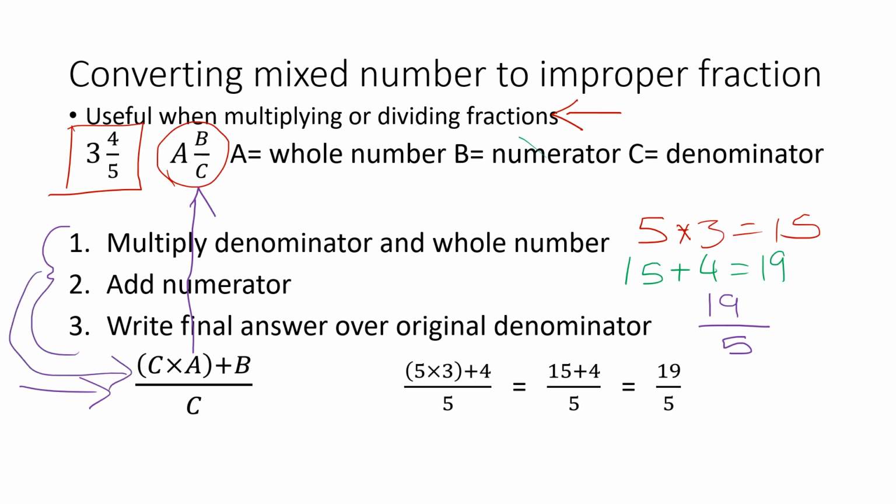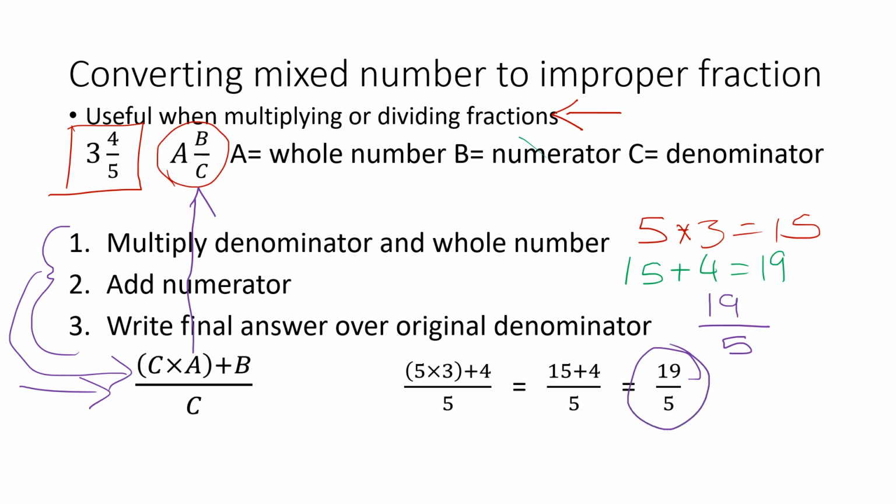Step 1, multiply denominator and whole number. That's C times A. Step 2, add numerator. That's plus B. And then step 3, write your final answer over the original denominator. Well, that's our C down in the bottom. So you can see here, 5 times 3 plus 4, we substituted in our numbers for our letters, all over 5. 5 times 3 is 15, 15 plus 4 equals 19, 19 over 5.